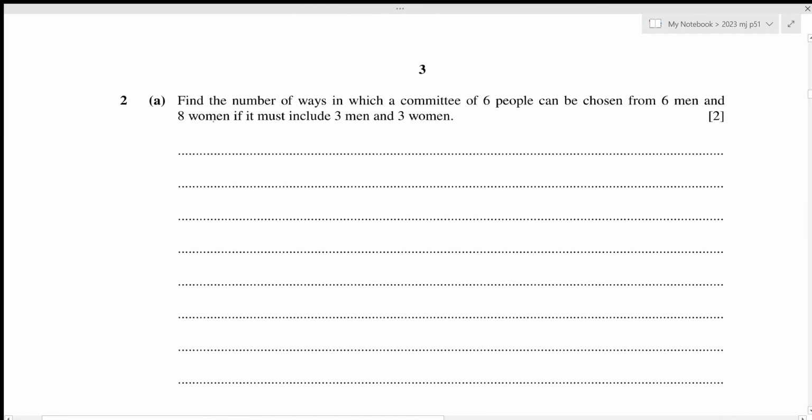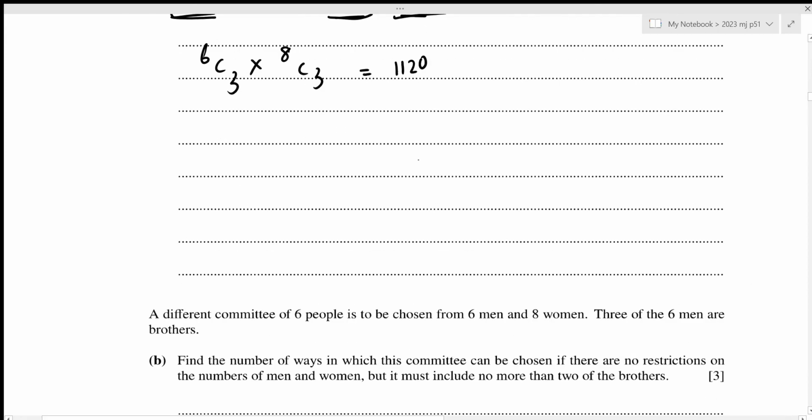Now for question number 2, we need to find the number of ways in which a committee of 6 people can be chosen from 6 men and 8 women if it must include 3 men and 3 women. So in this scenario, we are choosing 3 men out of the total of 6 men. So that's a combination, right? 6C3. And then we are choosing 3 women out of 8 different women. So that's again 8C3, another combination. So this results in the final answer to be 1120. That's all for the first part.